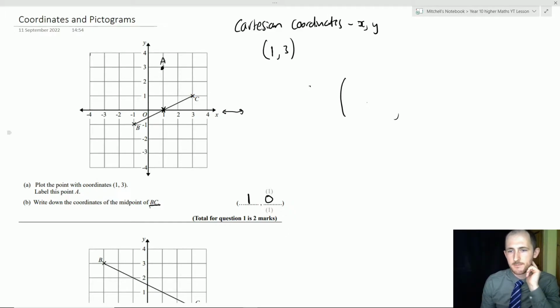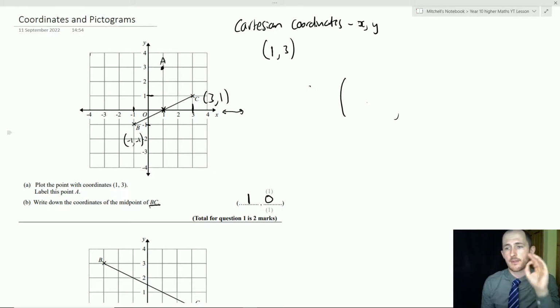The coordinates of B, if we have a look, for B, it's -1 and -1. Right, 1 to the left and 1 down. If we look here, the points come up from here. If we look at C, it's 3 across, because it lines up with the 3 on the x-axis, and it's 1 up, because it lines up with the 1 on the y-axis.